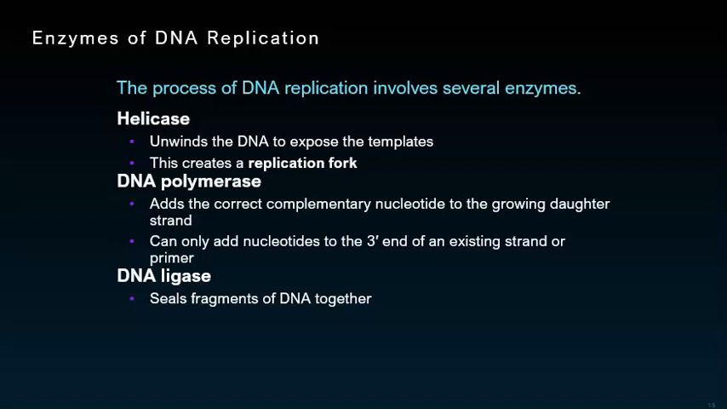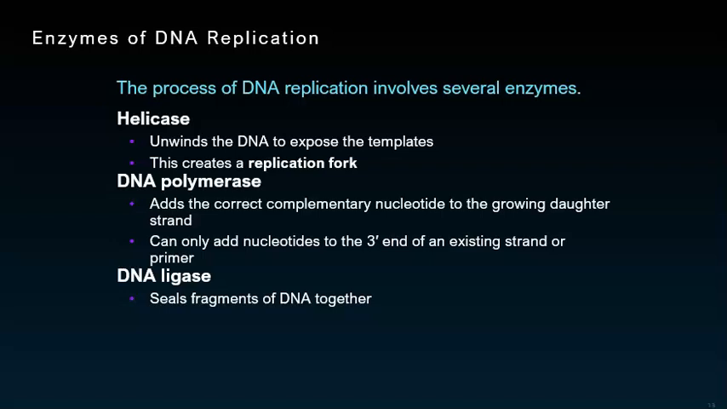DNA polymerase adds the correct complementary nucleotide to the growing daughter strand. So this is the one that's carrying in that new nucleotide and finding where it should attach. It's important to remember that we can only ever add nucleotides to the 3' end of an existing strand. So that means we are adding to the 3' end. So we're going in the 5' to 3' direction because we're going towards the 3' end. That's where the new pieces are showing up.